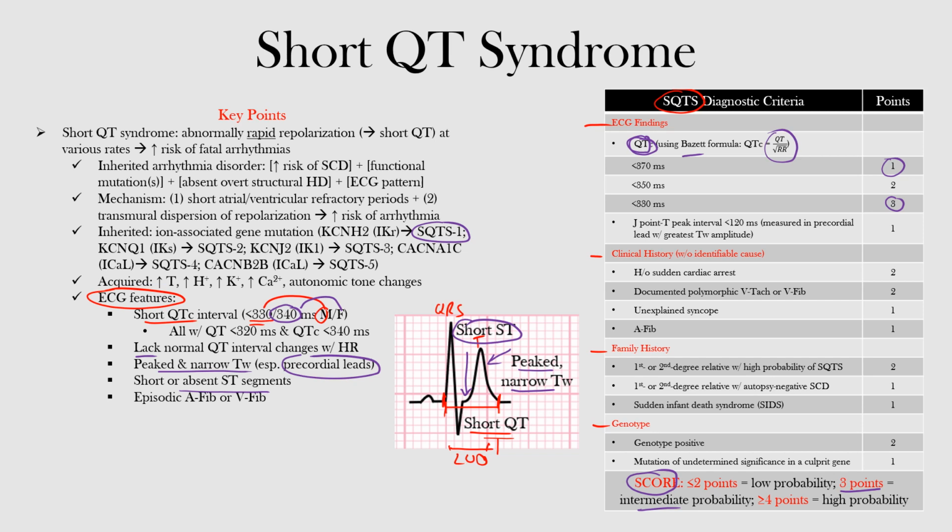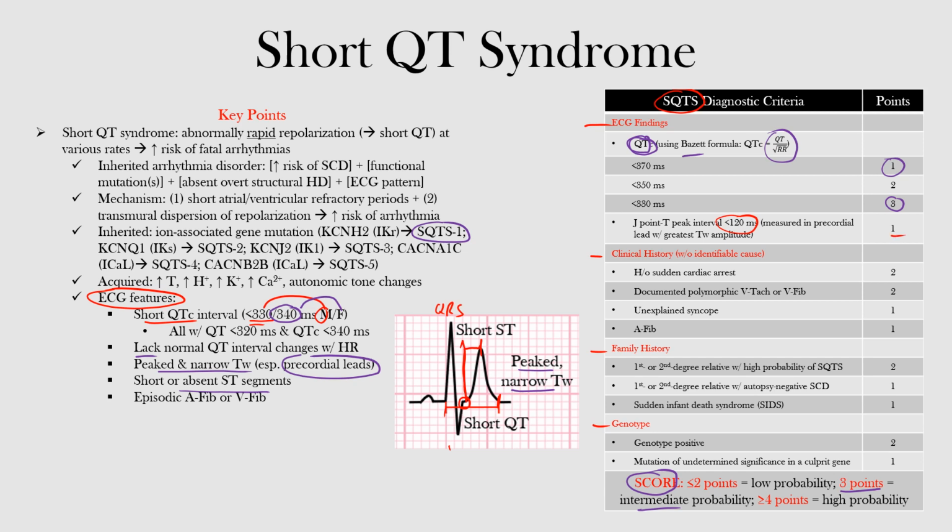Another thing to look at is the J point T peak interval, okay? And this you want to be less than 120 milliseconds. And you want to measure this in the precordial lead with the greatest T wave amplitude, okay? So what you're doing here is you're taking the J point. So let me just erase this here so you can see the J point is at the end. It marks the beginning of the ST segment. It's the end of our QRS complex. So imagine this is our J point here, and we're looking at the duration from that point to the peak of our T wave, okay? And if it's less than 120 milliseconds, which is 3 small boxes, you get 1 point for that, okay?